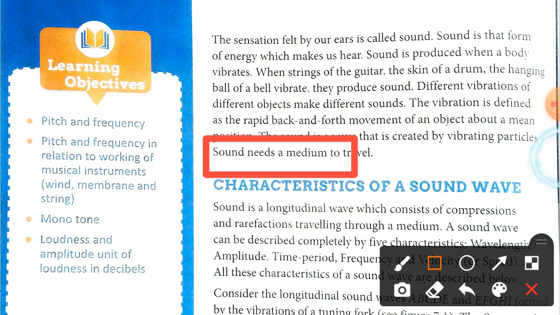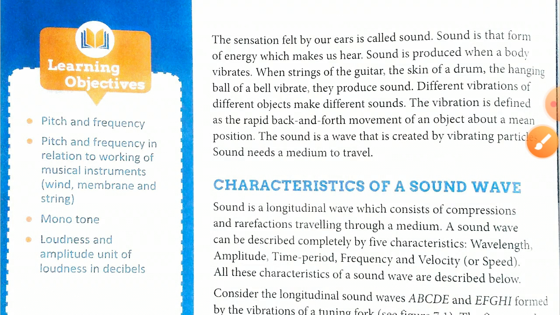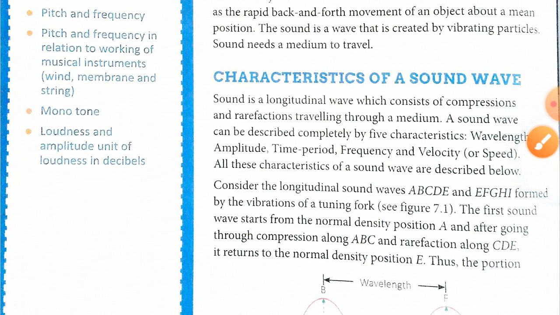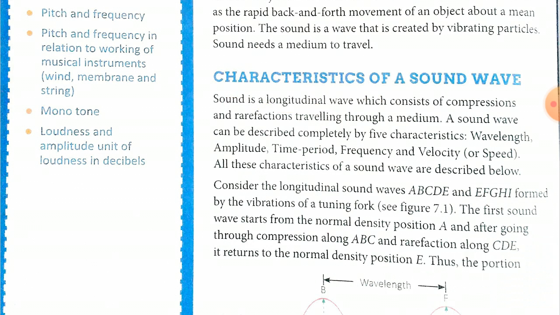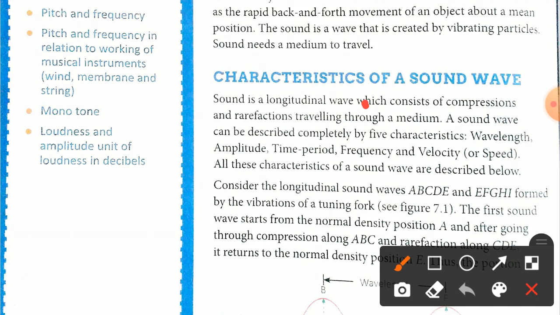Now what are the characteristics of a sound wave? Here are some characteristics given. We will discuss what these characteristics are. So sound is a longitudinal wave. I hope you are familiar with longitudinal and transverse waves, because there are two kinds of wave: one is transverse and the other one is longitudinal. So sound is a longitudinal wave which consists of compressions and rarefactions, traveling through a medium.